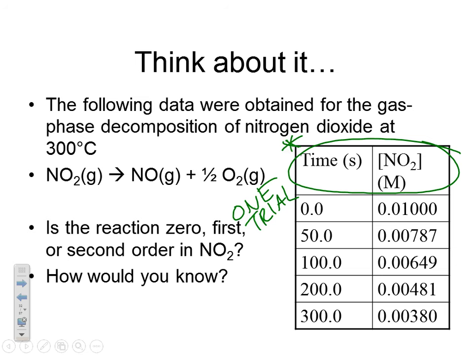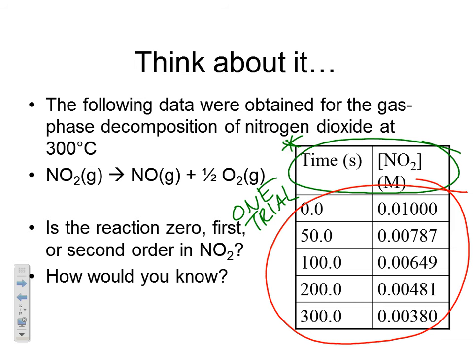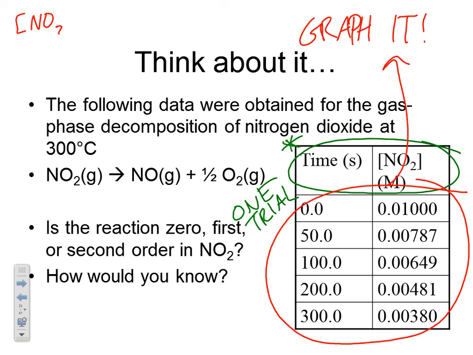The only way that we can tell what the order is, is to take the info that's in this table and graph it. We have to graph it. But you have to make not just one graph, you have to make 3 graphs. And the 3 graphs are going to be for the orders that we've been talking about. So we want to graph concentration versus time. Our first graph would be the concentration of NO2 versus time, just the information that's in that chart right there.